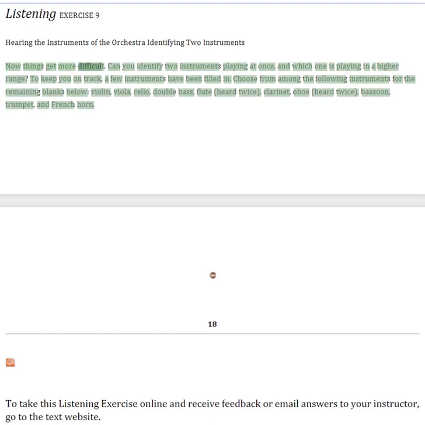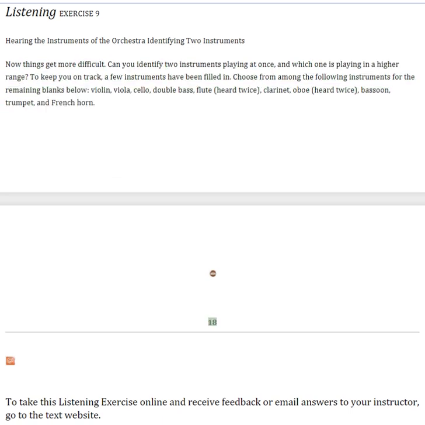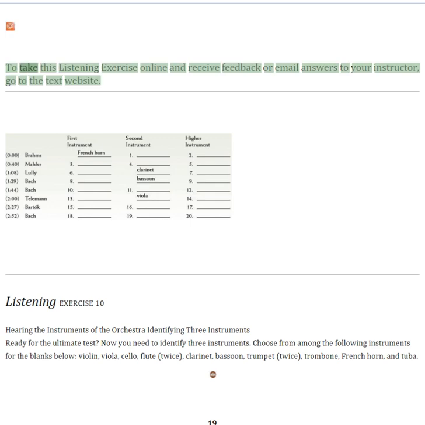Now things get more difficult. Can you identify 2 instruments playing at once, and which one is playing in a higher range? To keep you on track, a few instruments have been filled in. Choose from among the following instruments for the remaining blanks below: violin, viola, cello, double bass, flute, clarinet, oboe, bassoon, trumpet, and French horn. To take this listening exercise online and receive feedback or email answers to your instructor, go to the text website.